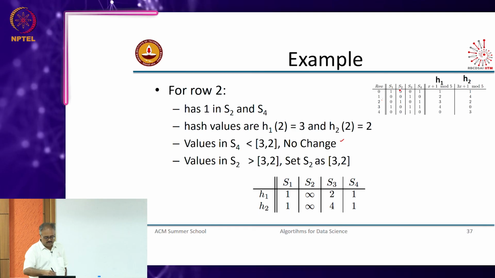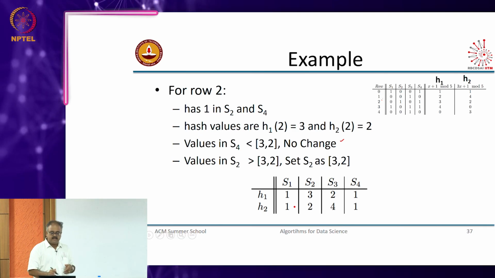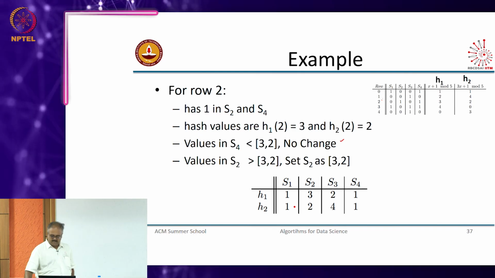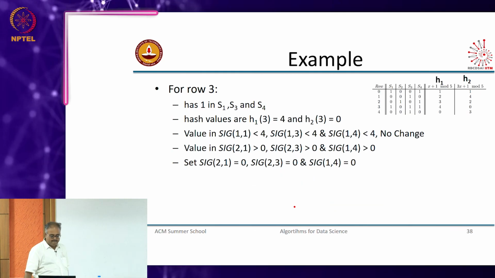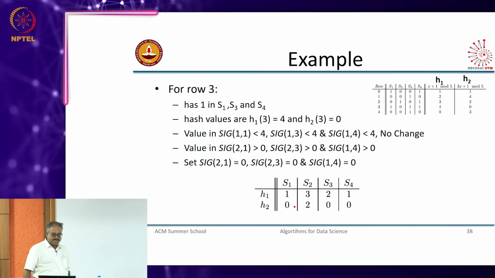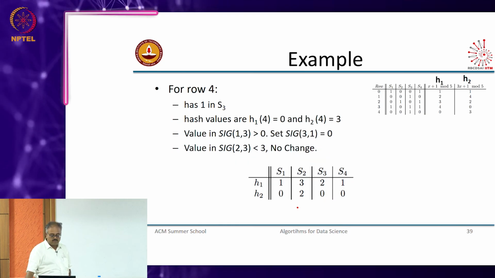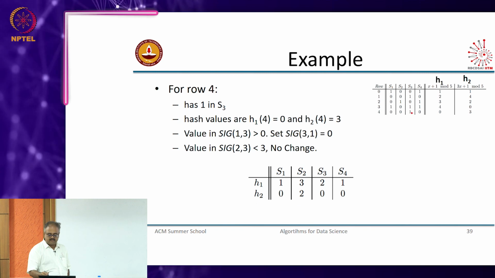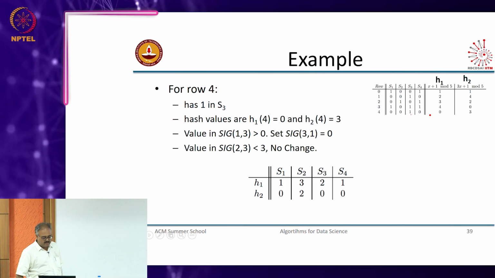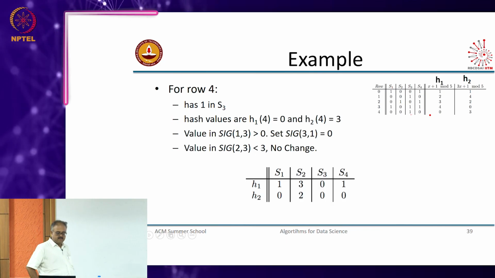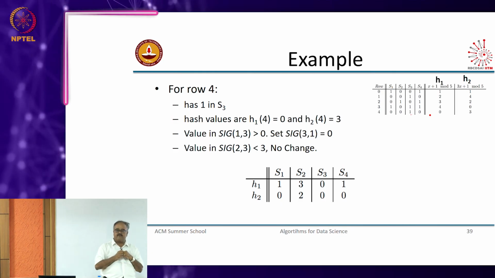And for S2, it was originally infinity, so now I can change it to 3 comma 2, that's what this is, right. And then I can finish running this. Row 3 and row 4, only this one changes, right, others can't change anyway. So for row 4 I only have to look at S3, and according to hash 1, S3 changes, right. So that's the final hash value, so that's the final signature matrix.